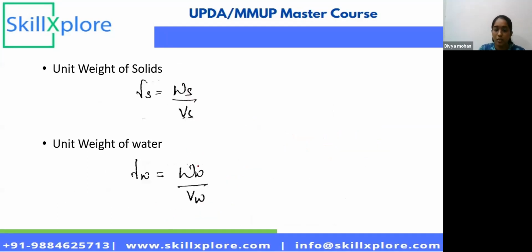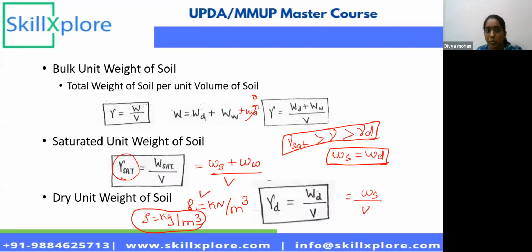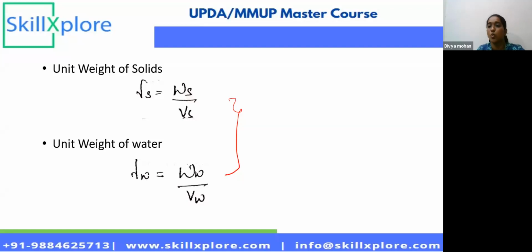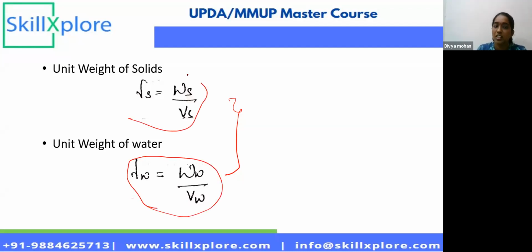And another two important things while studying geotechnical engineering are the unit weight of solids and the unit weight of water. These are the true unit weights. The previous ones are apparent, because the soil may take in water and those values may change according to the condition. However, these values will not change, and this is a constant parameter for a particular soil. The unit weight of water is a universal constant, and the unit weight of solids is a constant parameter for a particular soil.